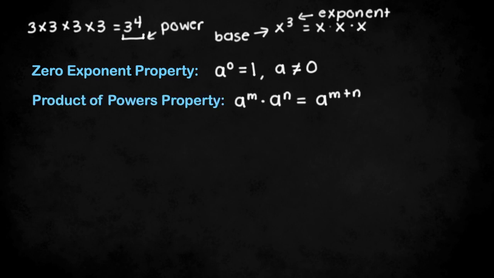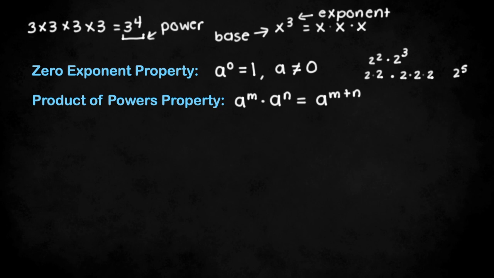Next, we have the product of powers property. This states that in order to multiply powers of the same base, keep the base and add the exponents. Suppose we are asked to find the product of 2 squared times 2 cubed. 2 squared is 2 times 2, and 2 cubed is 2 times 2 times 2. This means that we're multiplying 2 5 times, in other words, 2 to the 5th power. If the powers have different bases, there's really not much you can do.